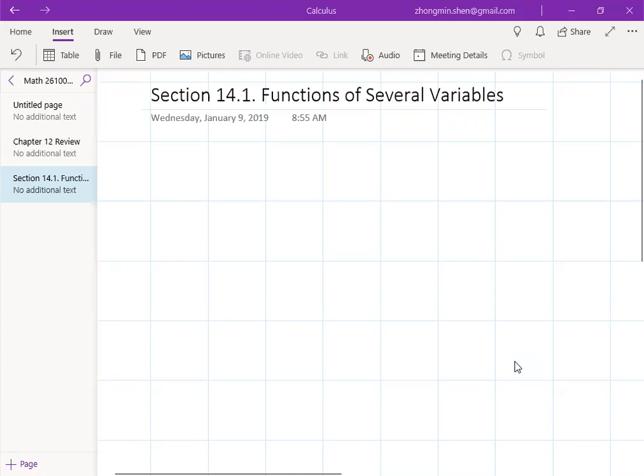Well, there are lots of them. I'll give you an example. Begin with an example. For example, f(x,y) is going to be the square root of 1 minus x squared minus y squared. Right, so this is a function in two variables, x and y.